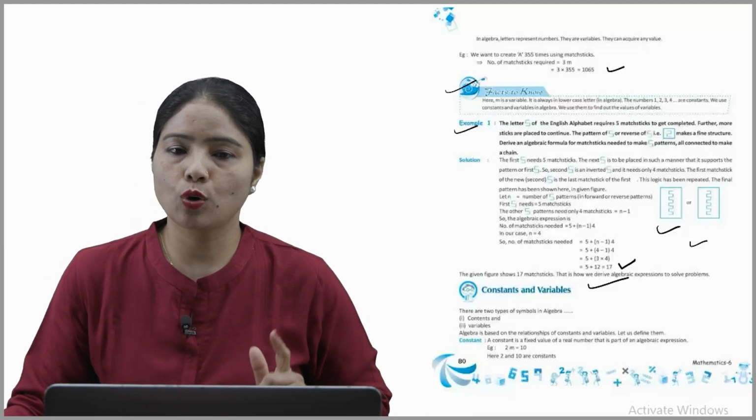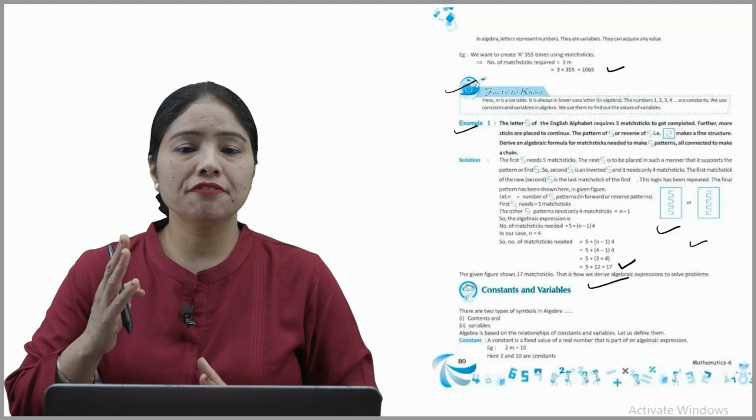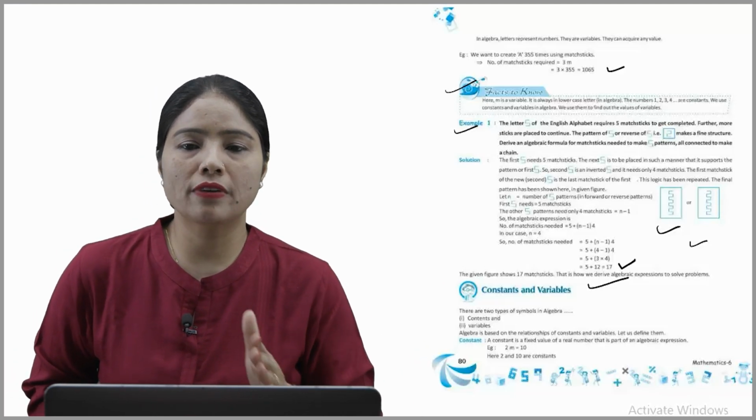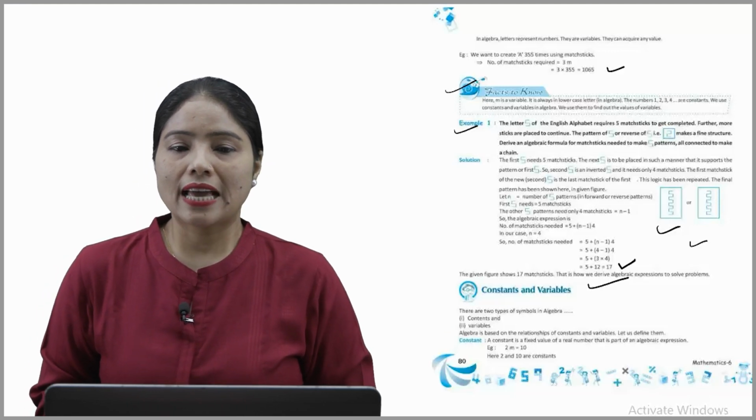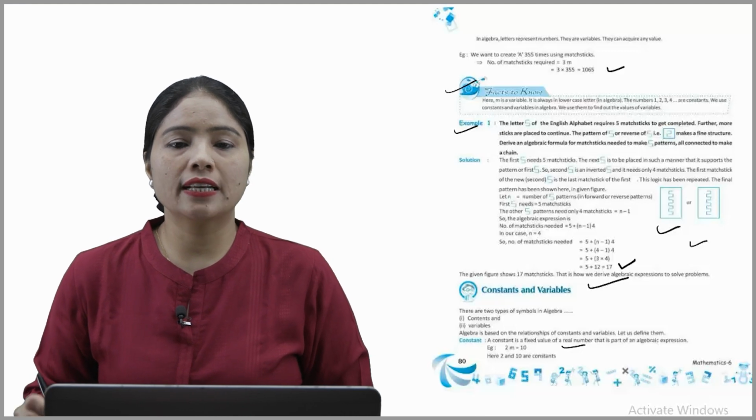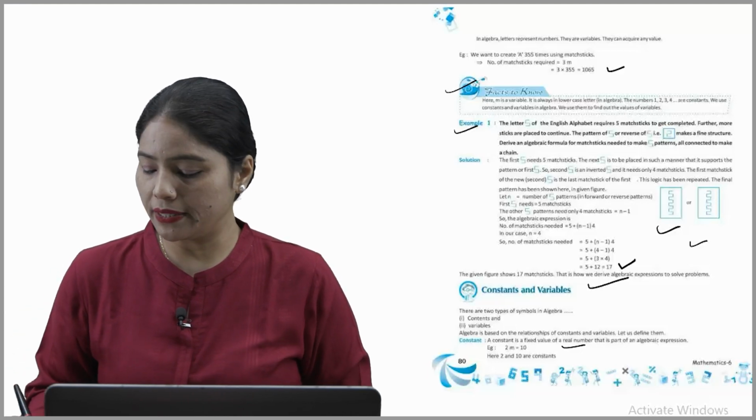Let's define them. Constant. A constant is a fixed value of a real number that is part of an algebraic expression. That means 2m हमारा कितना है, 10. So here 2 and 10 are, yes, constants.